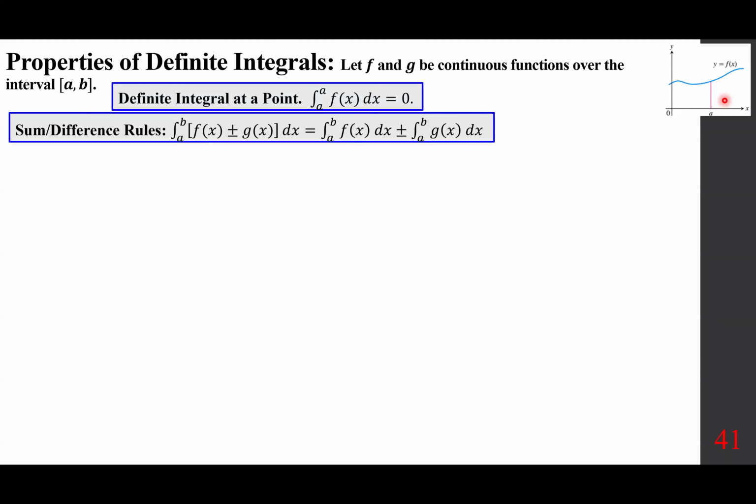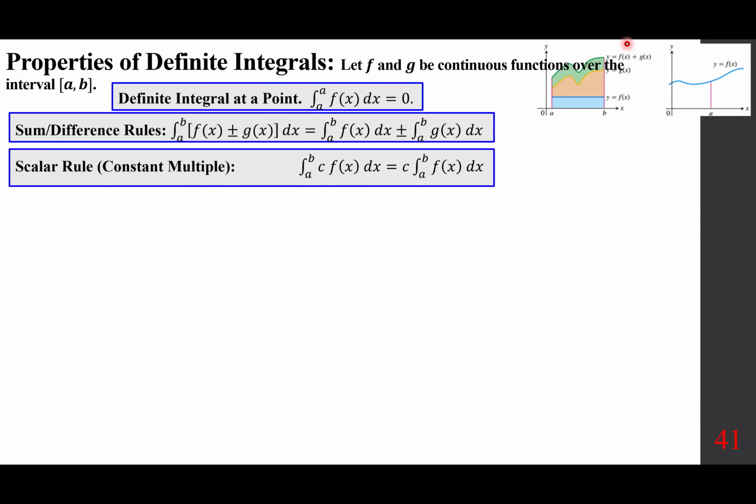Sum and difference rules. The integral from a to b of f of x plus or minus g of x dx, you can cut it into 2 pieces. So for example, if you want to add these two, you can. So this one and this one, they add up. F of x and g of x. A scalar rule, or constant multiple. The integral from a to b of c f of x dx, you can take the c out. So this is f of x. This is, let's say, 2 times f of x.